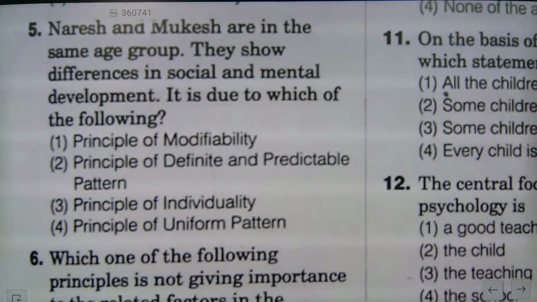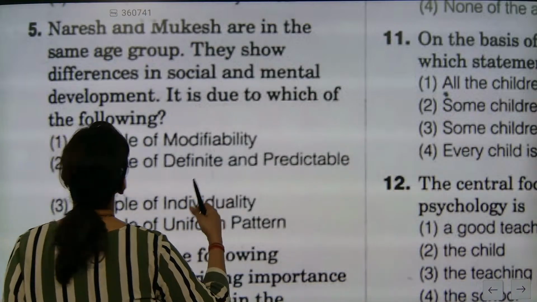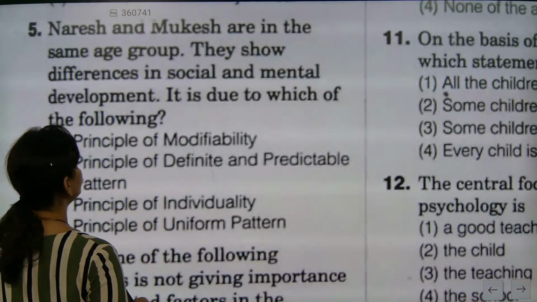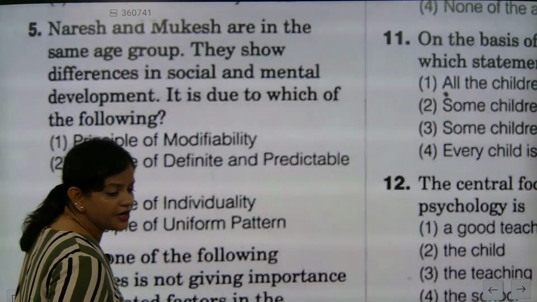Naresh and Mukesh are in the same age group. They show differences in social and mental development. It is due to which of the following? Principle of modifiability, principle of definite and predictable pattern... The correct answer is principle of individuality.